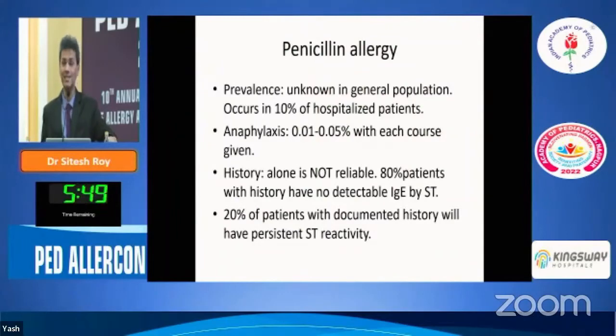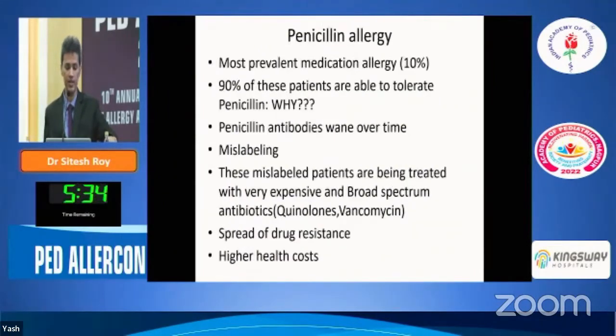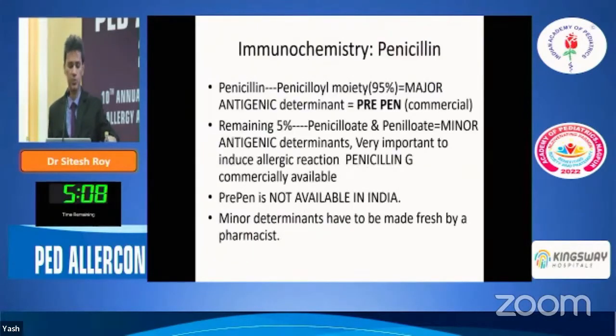The prevalence can be as high as 10% of patients admitted to the hospital. History alone is not reliable. 80% of patients who think that they have a penicillin allergy actually don't have an allergy when they are carefully tested. And 20% of patients with a documented history will have a positive test. We realized that penicillin antibodies can wane over time. 15 to 20 years is the timeline over which we have seen these allergies actually go away because of non-exposure. Can there be resensitization? Absolutely, but it is not a very common thing. And again, if patients are mislabeled as being penicillin allergic, then quinolones, vancomycin, much higher classes of drugs might be used and drug resistance might increase.